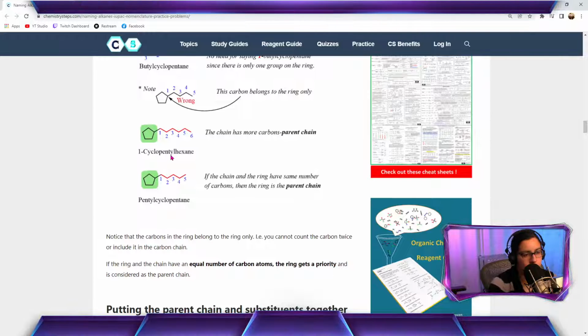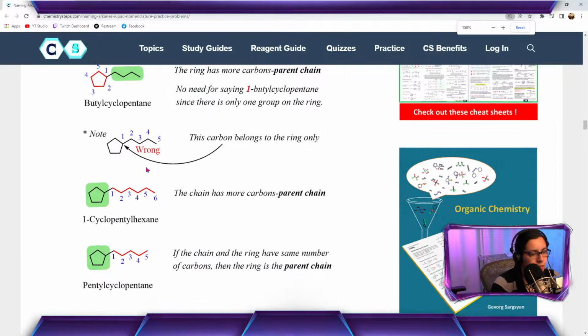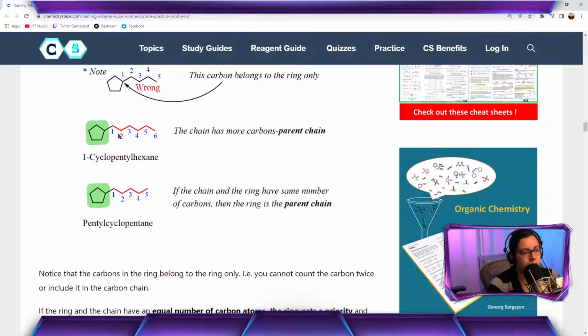So here's some other good examples. So in this case, the chain's longer, so the chain dominates the name. So now you say the 1-cyclopentyl, since it's attached to the hexane.